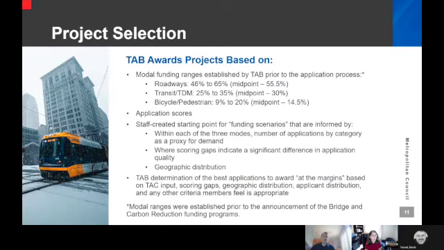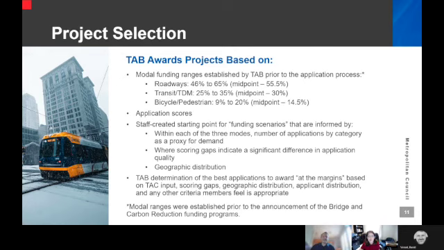So project selection is kind of the process that we're in now. TAB awards projects based on, of course, the funding availability. They need to stay within the modal ranges that you see here on this slide. And those modal ranges have remained fairly consistent over the past several cycles. There was a small tweak to it 1 or 2 cycles ago.